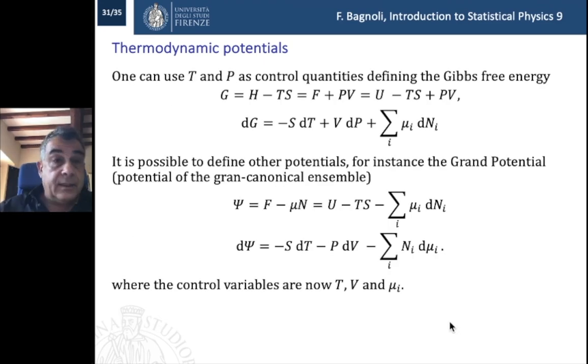And it is possible to define other quantities, for instance, the Gibbs free energy. In this case, we exchange also temperature with entropy, and so we have now temperature, pressure, and the number of particles. Or the Grand potential, which is the potential of the Grand canonical ensemble that we shall meet in two lessons, which is called sometimes Grand potential, and phi is U minus TS minus the chemical potential times the number of particles, so that now I can also control the number of particles by modifying the chemical potential.